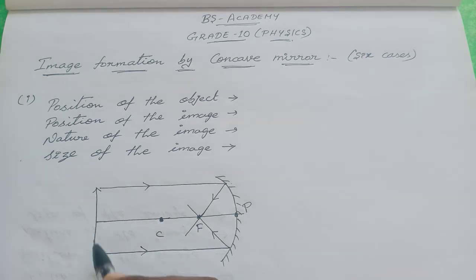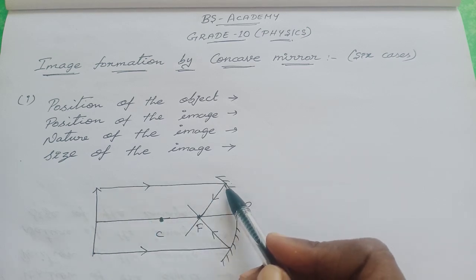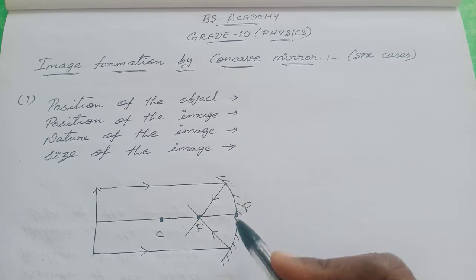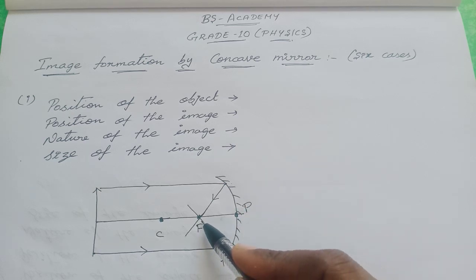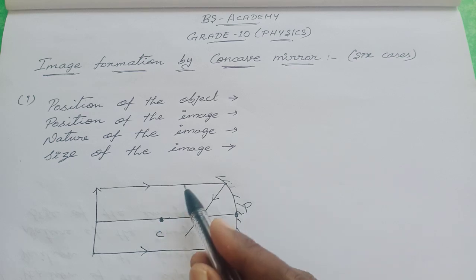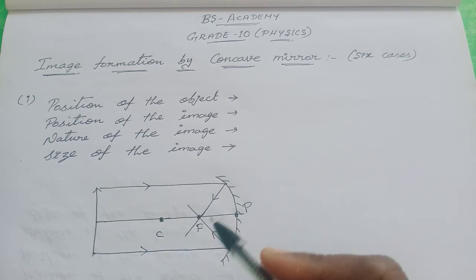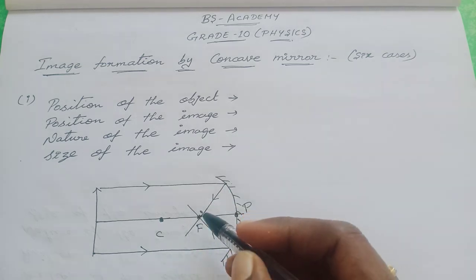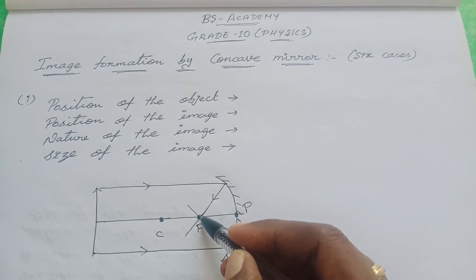So this is the object which is placed at infinite distance and the incident rays are emerging from the object. We have considered two incident rays. This incident ray is parallel to the principal axis, therefore after reflection it has to pass through the focus. In the same way, this incident ray is also falling on the mirror, therefore when it gets reflected, it has to pass through the focus. So we are applying the same first rule. Now see what happens. This is one of the reflected rays and this is another reflected ray. These two reflected rays are meeting at a particular point.